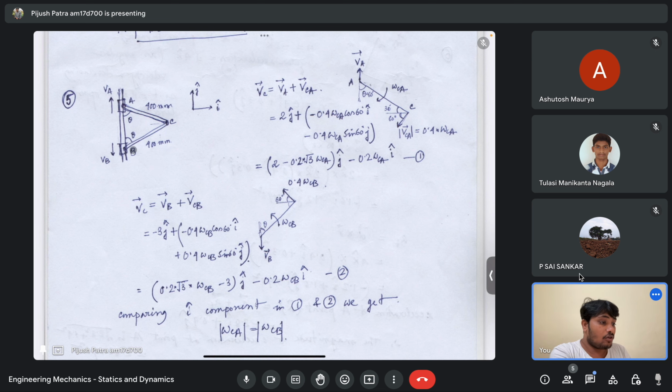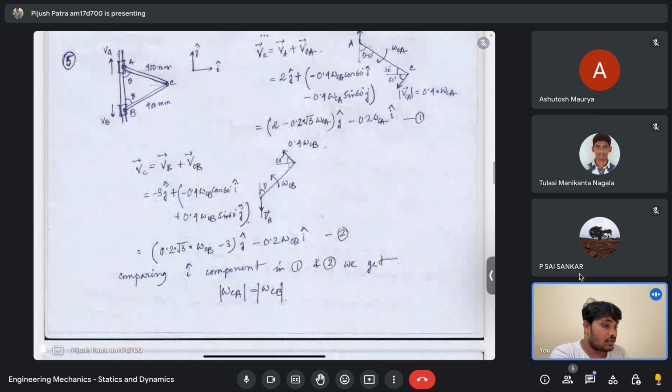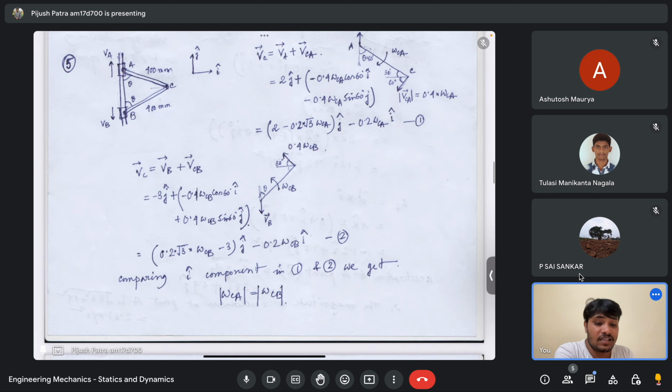Similarly, for the rod BC, you can do the similar thing, that it has the velocity VB at point B, and point C has, if you assume an angular velocity of the rod BC as omega CB, then again you can resolve this velocity into two components, the horizontal and the vertical component, and you can write what is the velocity of point C, and the velocity of point C in both the approaches should be the same.